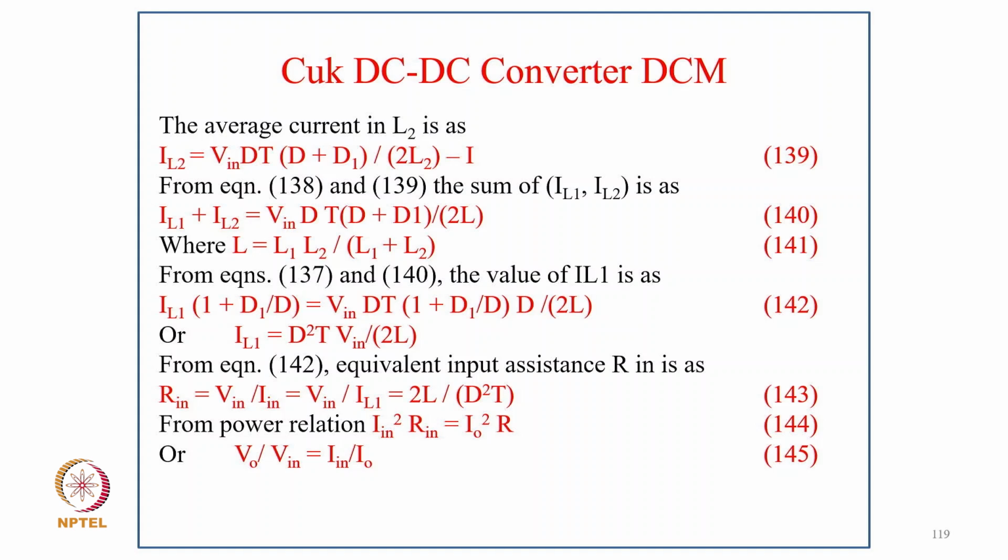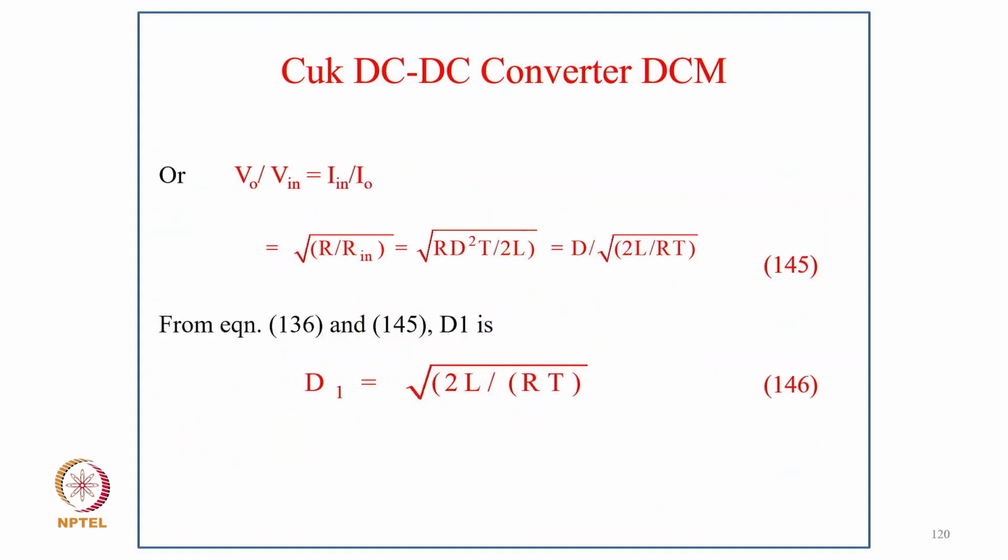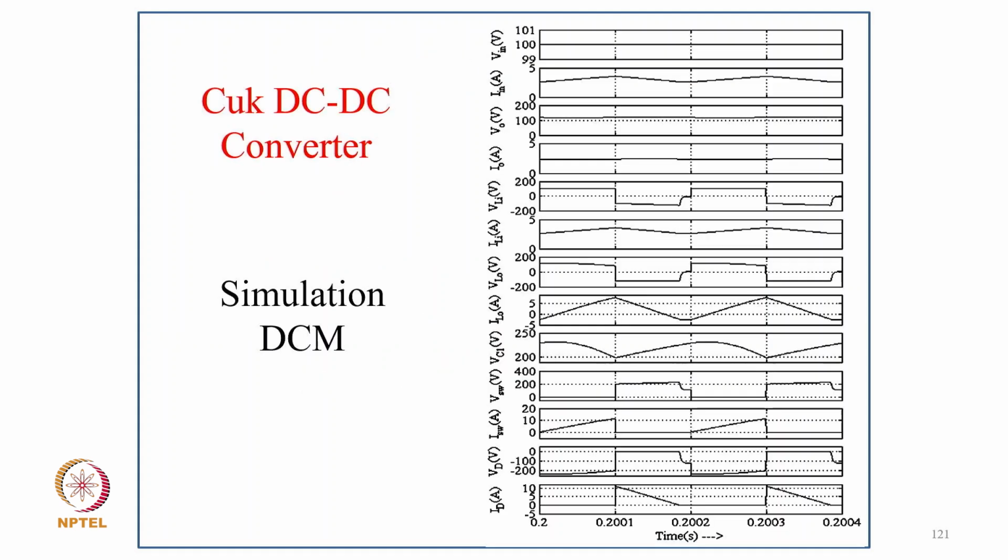So that becomes typically V upon Vin equal to Io upon Iin, or equal to under root R upon Rin, or under root R d square T upon 2L, or d upon under root 2L upon RT. So you can clearly see how the parameters are involved in the input-output relation, from which we get d1 equal to under root 2L upon RT.